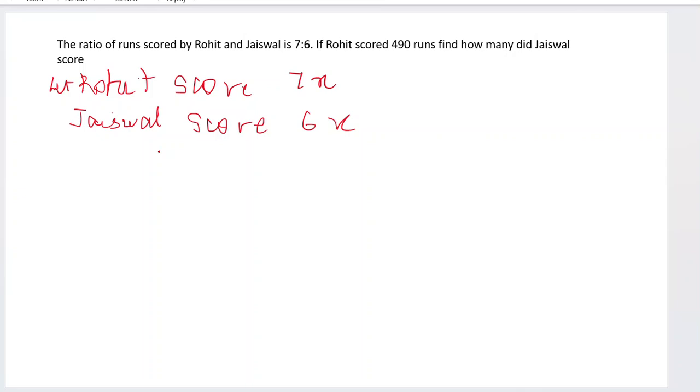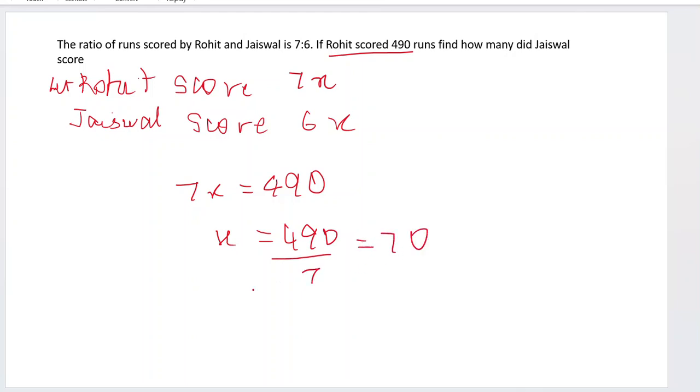Now going further, it is said Rohit scored 490. Now actually Rohit scored is 7x. But the question is saying Rohit scored 490, so 7x has to be equal to 490. That means x is equal to 490 upon 7. We get the answer 70.